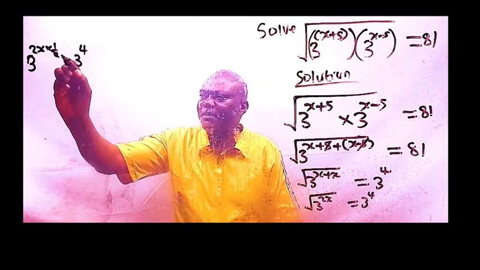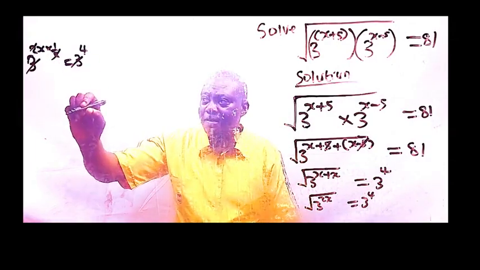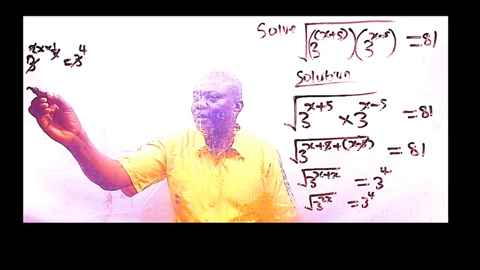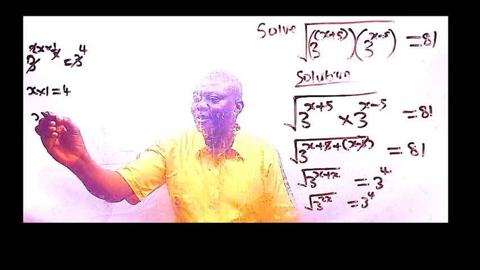So observe this 2 will cancel out this 2, and this 3 and 3 will go, the bases. So what you have here will just be x times 1 equals 4. So x is equal to 4.